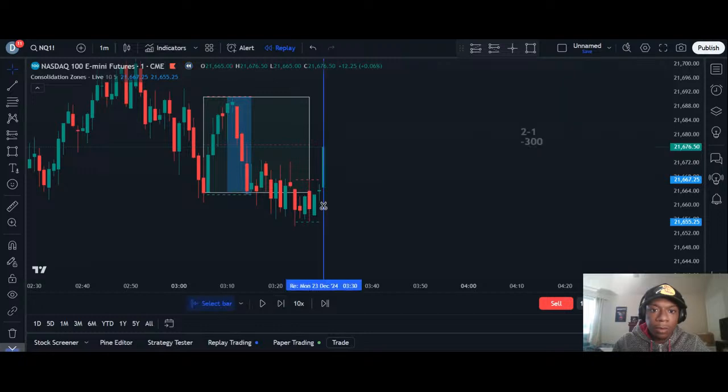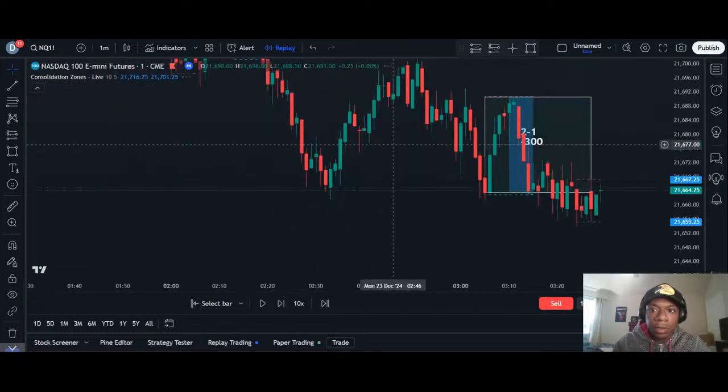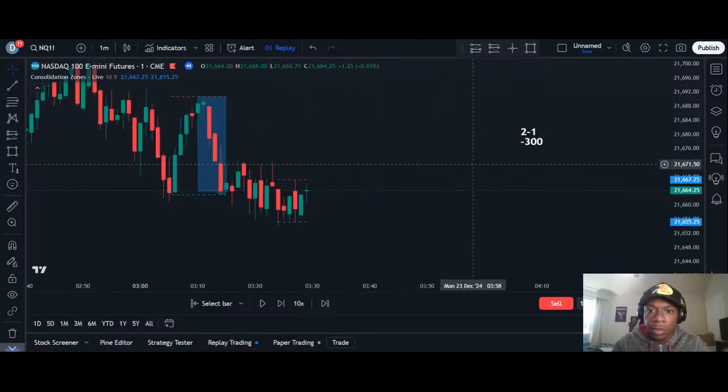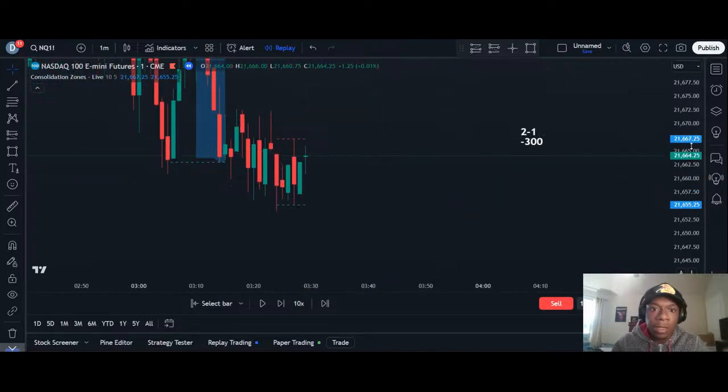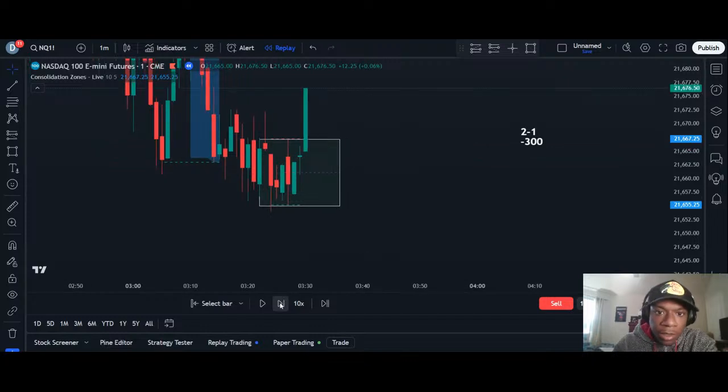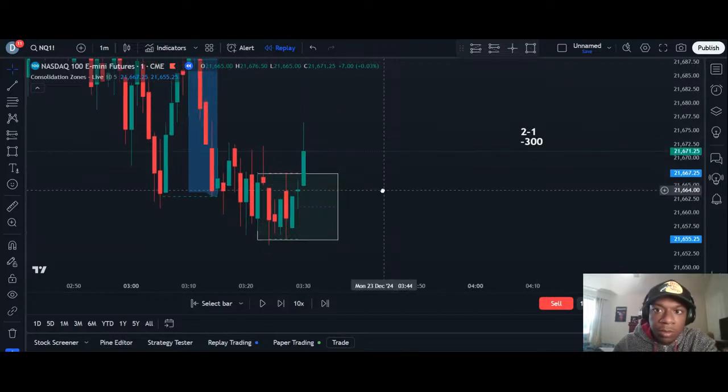Make sure when you backtest not to zoom too fast. You'll miss the consolidation forming. So here we go. We got another consolidation box right here. Just going to wait till price breaks above. Boom, price broke above.